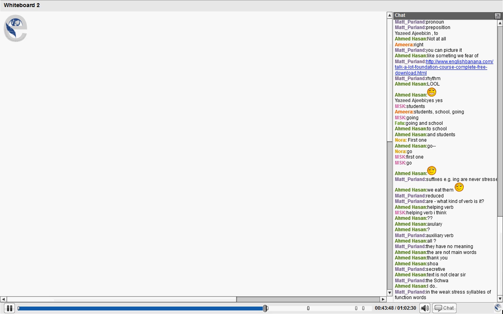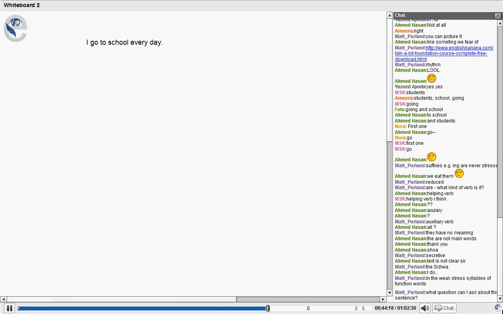Okay, let's go to the next page here. So this was our first sentence. I go to school every day. Think about question. What question can I ask? What question can I ask about this sentence? What question words can I use, for example? I go to school every day. Imagine that's the answer. What is the question?